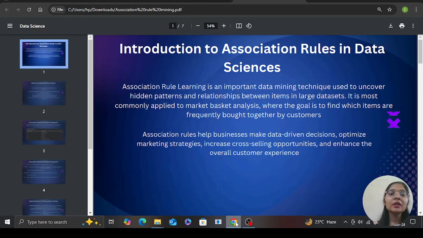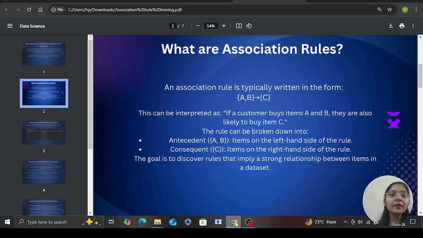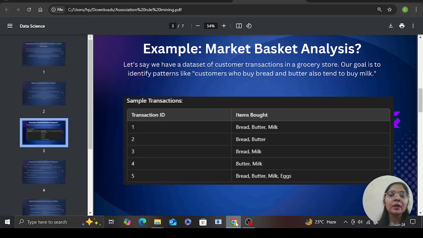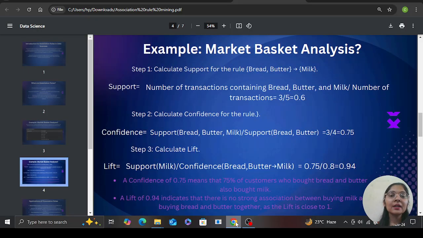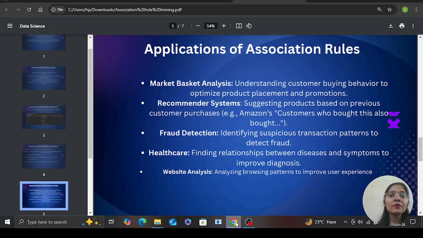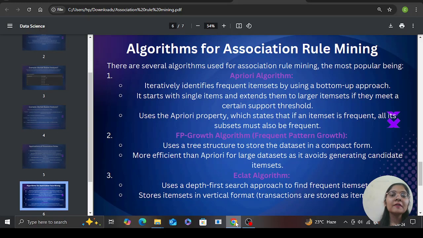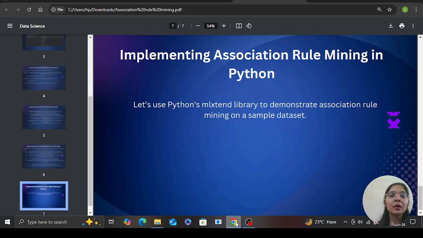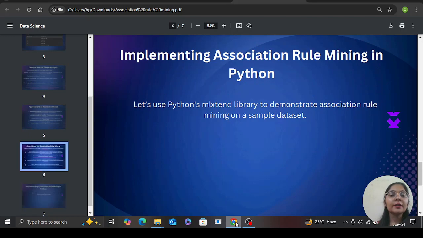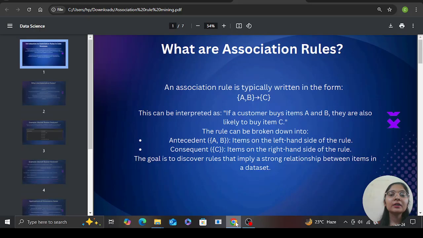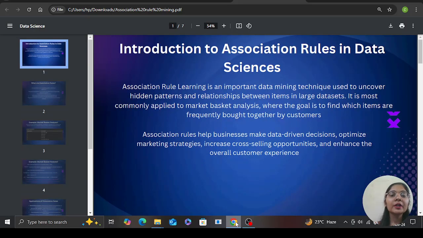In this lecture, we will cover the topic of association rule, and what the association rules are. We will see an example which is familiar to all of us, market-based analysis, applications of association rule, and we will see the algorithm for association rule mining, and how we will implement association rule using Python.